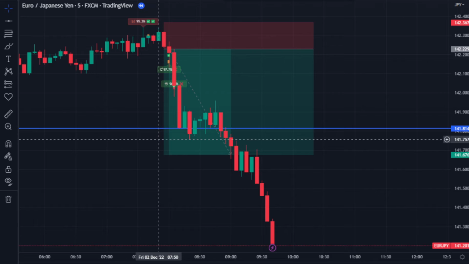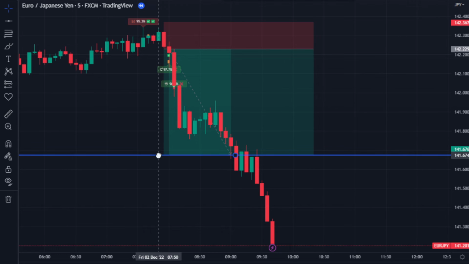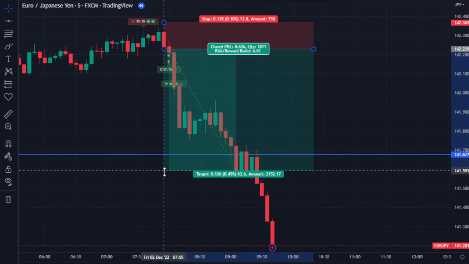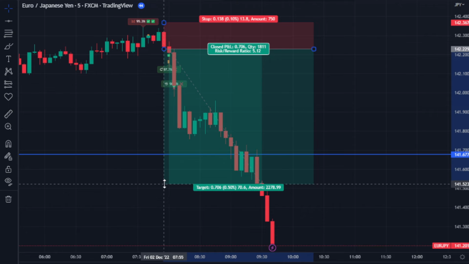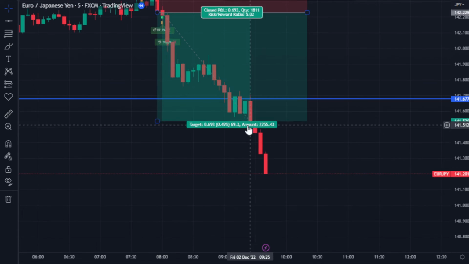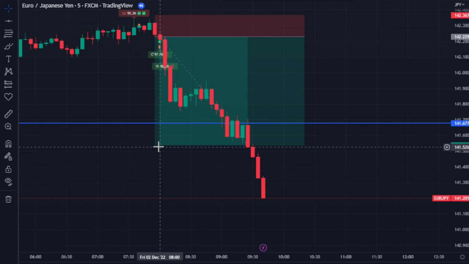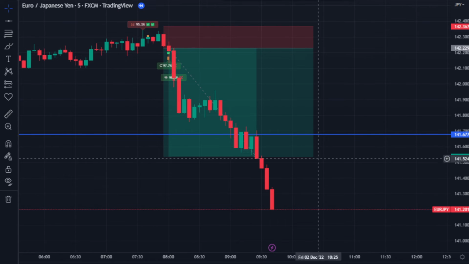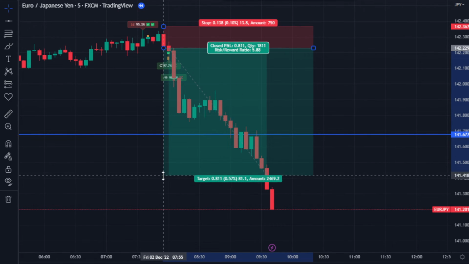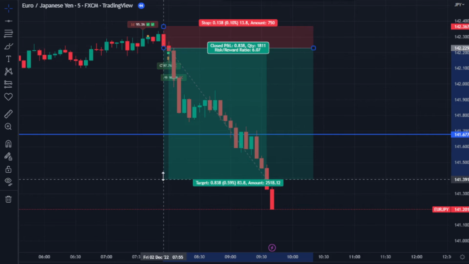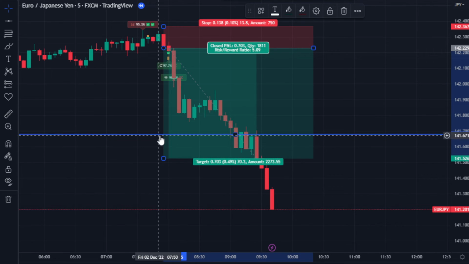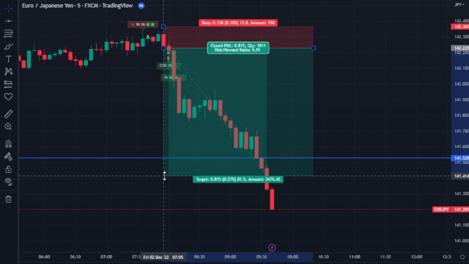The price reached the 1-to-5 risk-reward ratio, so we move the stop loss to the 1-to-4 risk-reward ratio of our amazing take profit. The price reached the 1-to-6 risk-reward ratio, so we move the stop loss to the incredible 1-to-5 risk-reward ratio of our take profit.